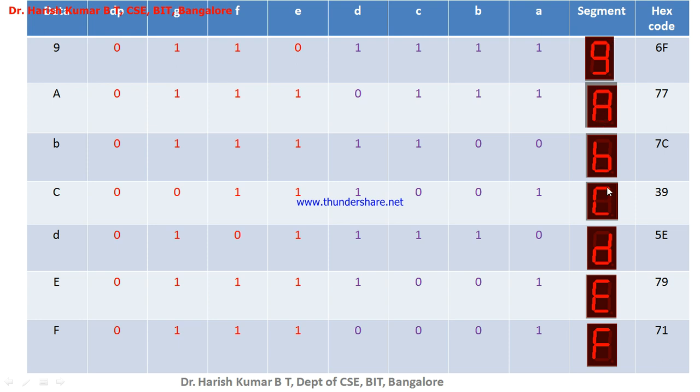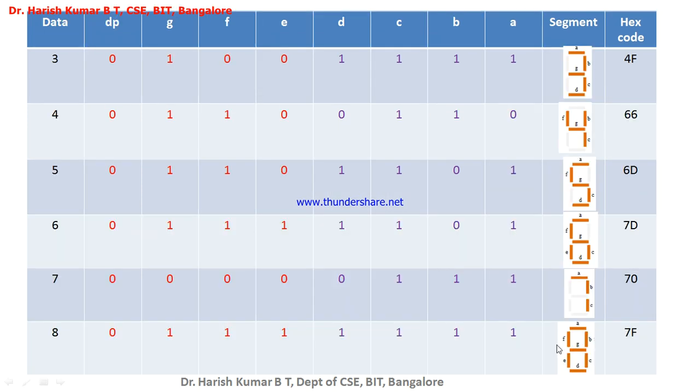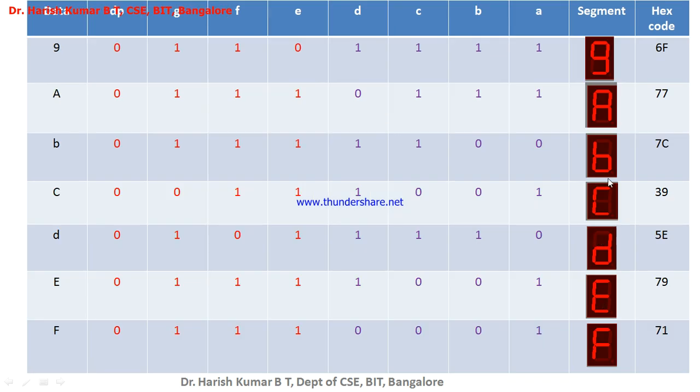After 9 it is A. And then B. For B I'm using the lowercase b, because if I make it uppercase B, it will not be possible for you to distinguish between 8 and B. So that is the reason B is displayed as lowercase, and C uppercase. This is the hex code, and D is 5E.